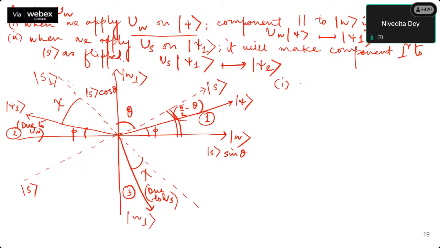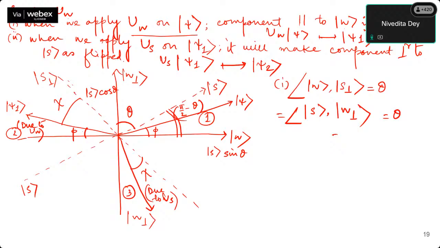So the angle between ket W and S perpendicular is your theta, and this is also equal to the angle between ket S and W perpendicular, right? And this is equal to theta, and if you notice, theta is nothing but it is equal to phi plus lambda. This is observation number 1.